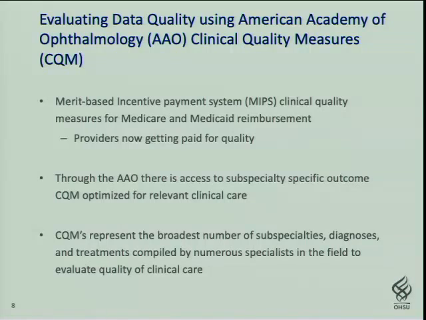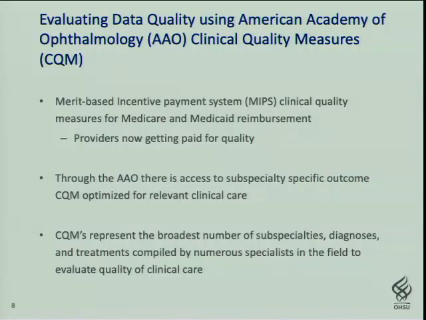So basically, what I'm looking through as my lens to evaluate this data is clinical quality measures, which are set out by the American Academy of Ophthalmology, or the AAO. These quality measures are used for the Merit-based Incentive Payment System, recording clinical data measures for Medicare and Medicaid reimbursement. So within the era of Obamacare, there's now been more of a move to have providers being paid on quality, not necessarily quantity. So these measures provide the outlet to assess quality of patient care.